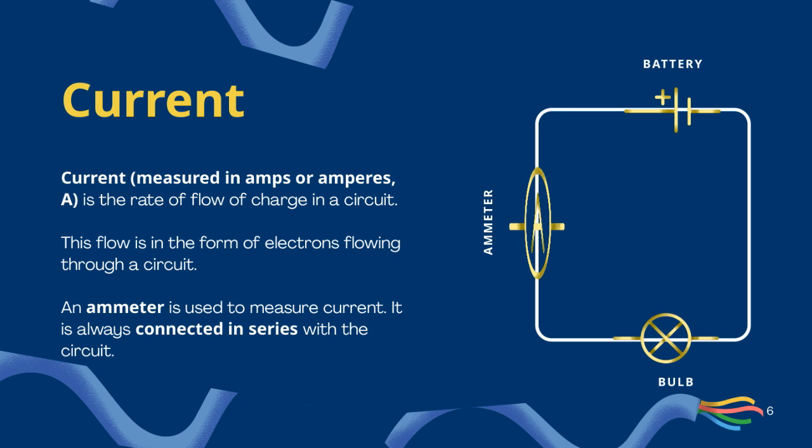This means it's placed right along the path of the current flow, so it can accurately measure the flow of electrons passing through. When you see a circuit with a bulb and a battery, and you want to measure the current flowing to the bulb, you connect the ammeter in series with the bulb and battery. This setup ensures you're measuring the current as it flows through the entire circuit, giving you a clear picture of the current's magnitude in amps or amperes.